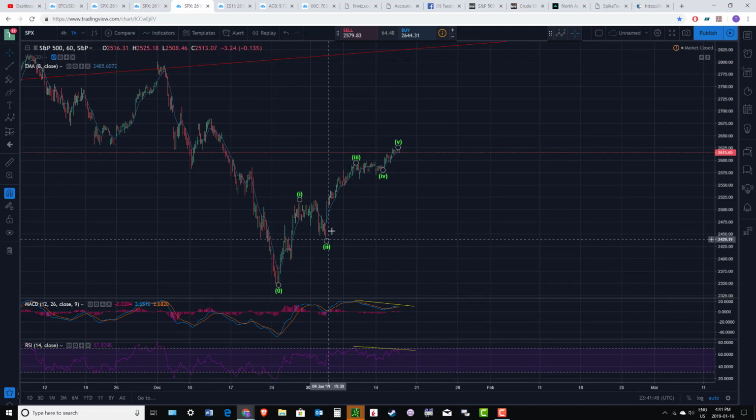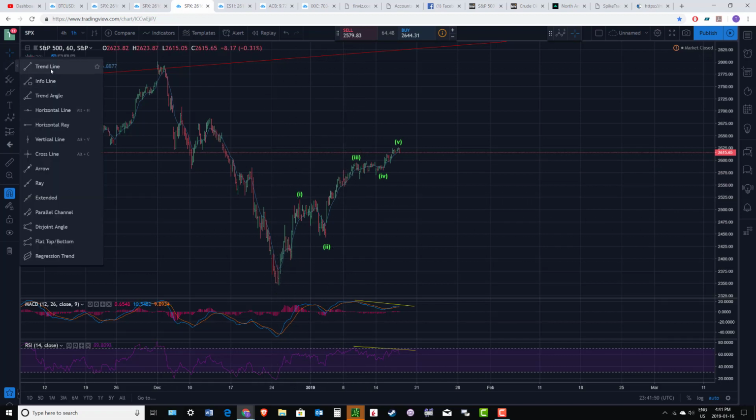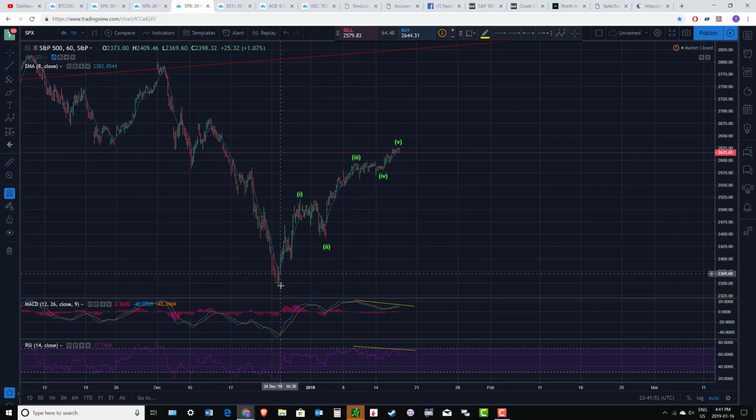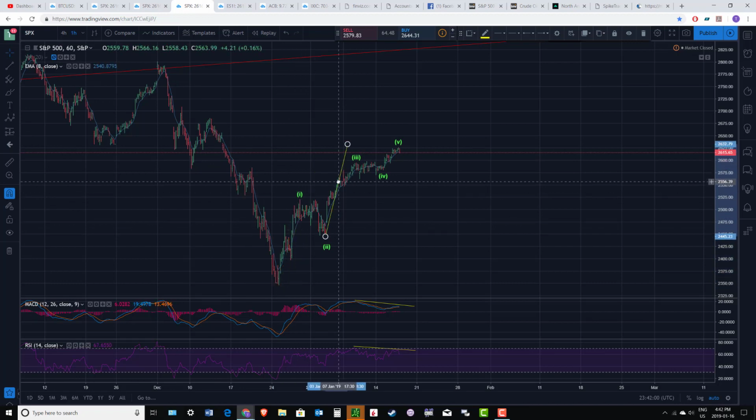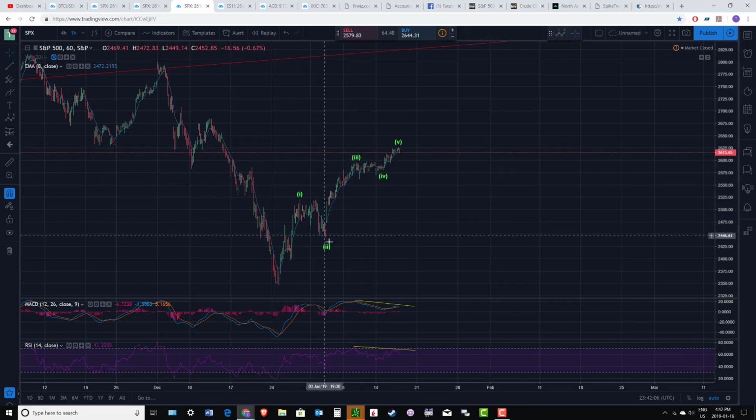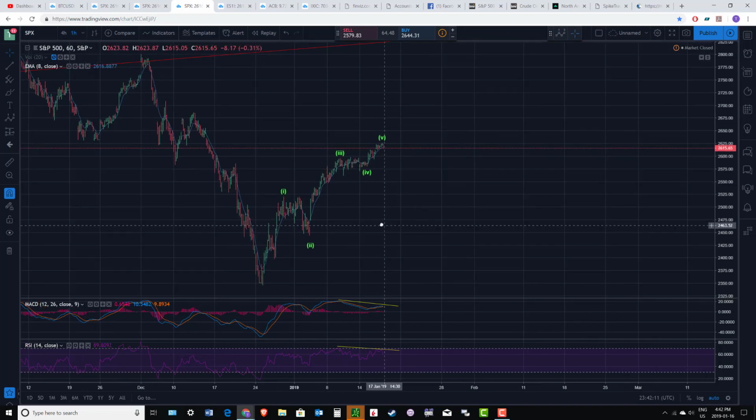I mean, wave 3 is shallower in slope than wave 1. I believe it's also shorter in length. Let me see here, just to double check that. Yes, it is. So shallower in slope and shorter in length, but really trying to force it here. So let's pretend we got a 1, 2, 3, 4, 5 up. Technically, it's not overlapping if I count it this way.